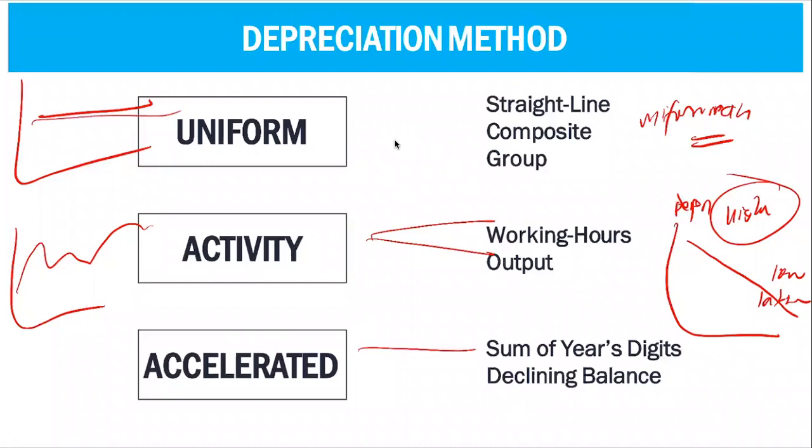Pag activity, medyo weird siya. Ganyan. Kasi hindi mo alam kung ano yung activity. Okay? So what is the graph of uniform? Straight lang. Activity, medyo wavy. For your accelerated, downwards. Downwards slope.